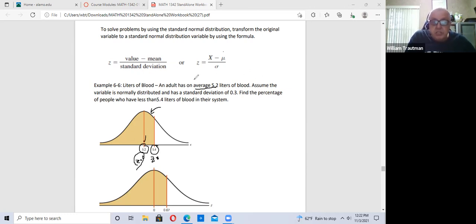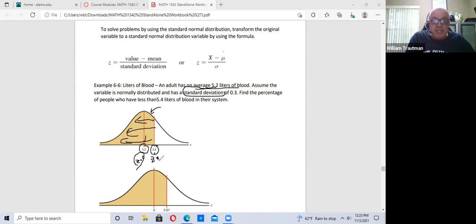Assume that it's normally distributed, so we're going to use the normal curve. Standard deviation is 0.3. Find the percentage of people that have less than 5.4. Here's 5.4. It's more than 5.2, the average, and we want to find out the percent that have less. Everything's shaded in to the left, because going to the left is less than 5.4.